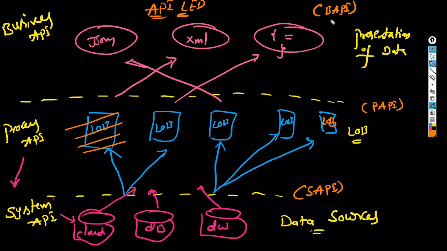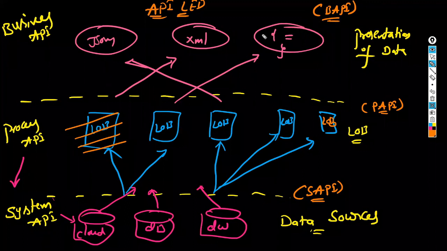Okay, just remember. The system API is always responsible for fetching the data from the data sources. The process API is always responsible for writing your LOB, that means the line of business logic. Once the business logic is done, then we need to represent the data.